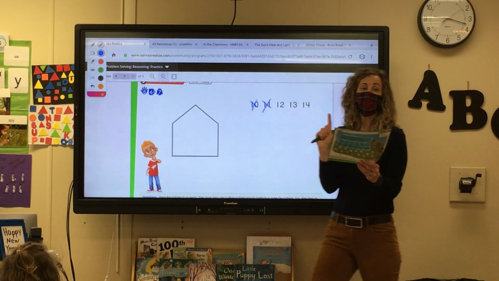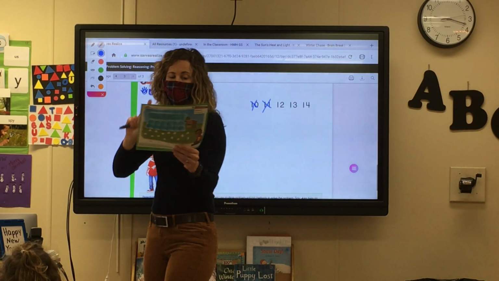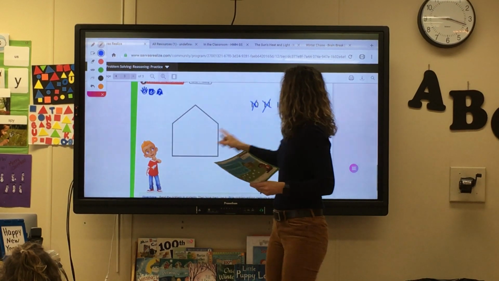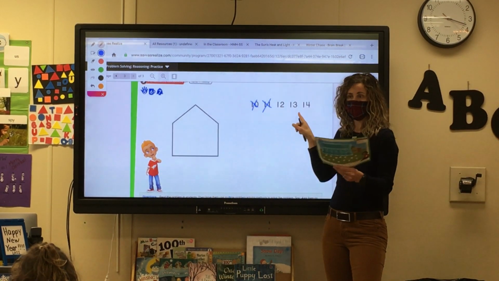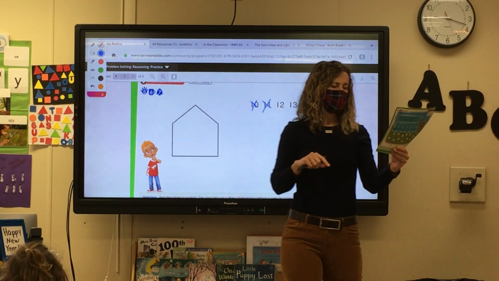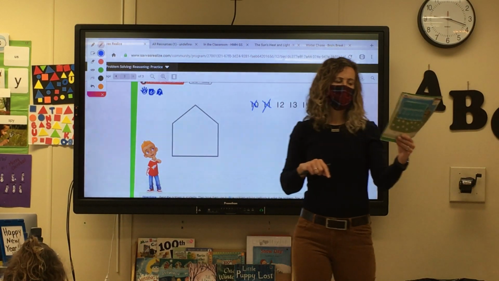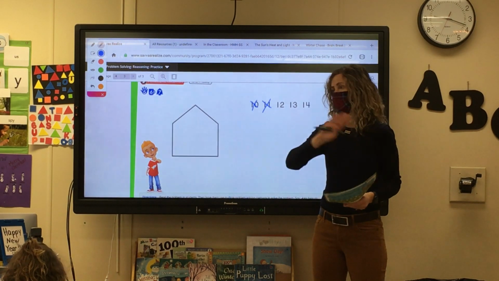So he knows that the number is greater than 11, but there are less than 15 cats on the farm. So it could possibly be 12, 13, or 14 then, right? So it says, how can Alex find out the number of cats that can be on his farm? What numbers do you know from the problem? All right, so it says mark an X on the numbers that do not fit the clues.